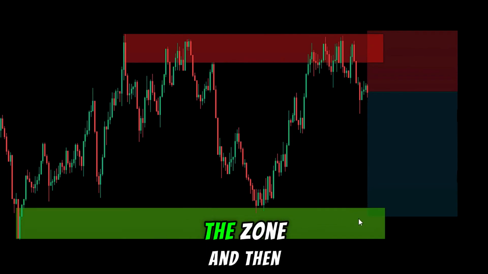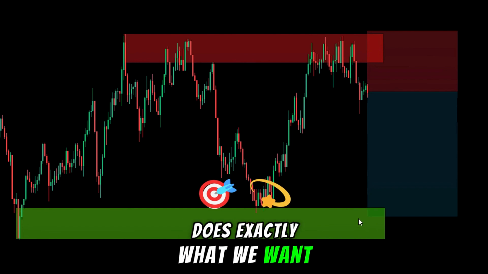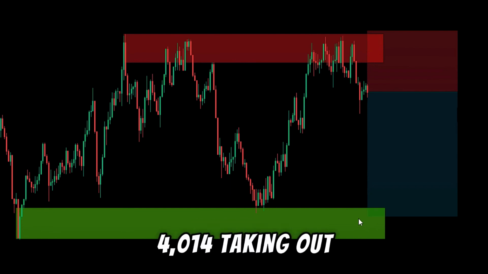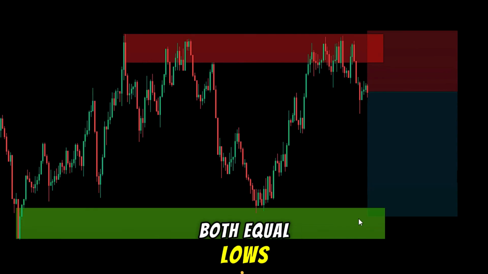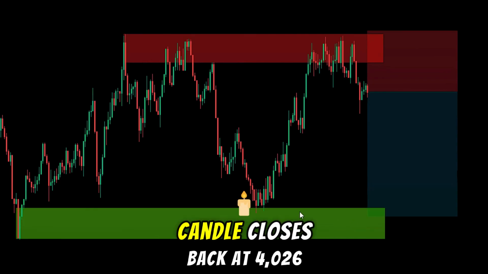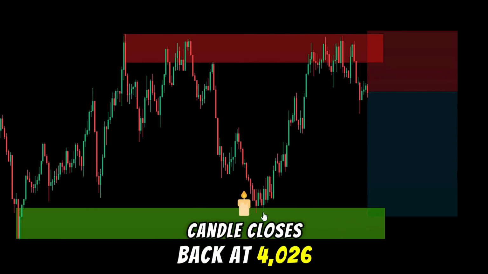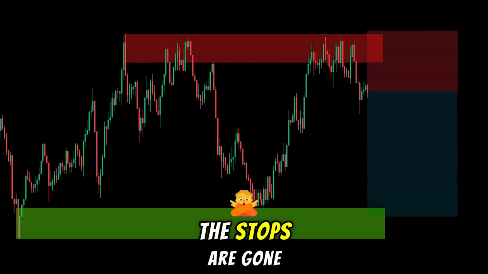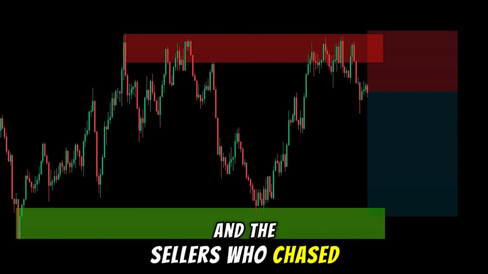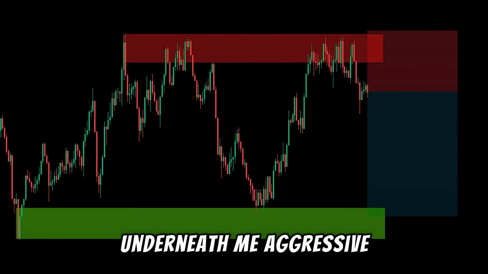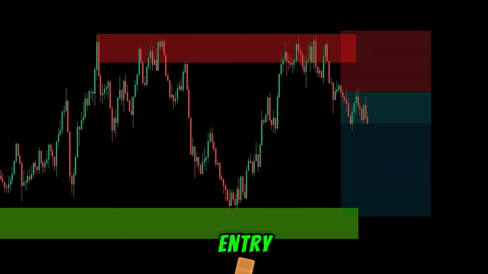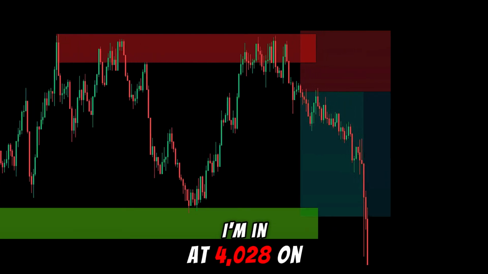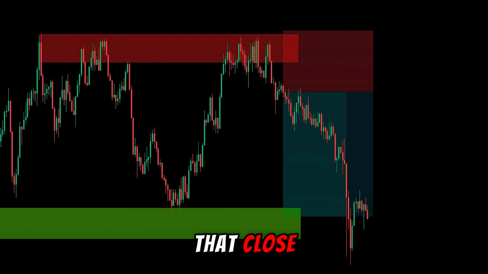Price grinds down into the zone and then does exactly what we want. It spikes to 4,014, taking out both equal lows, and the 15-minute candle closes back at 4,026. Sweep confirmed. The stops are gone, and the sellers who chased that break are now trapped underneath me. Aggressive entry. I'm in at 4,028 on that close.